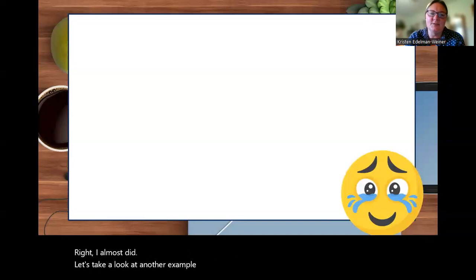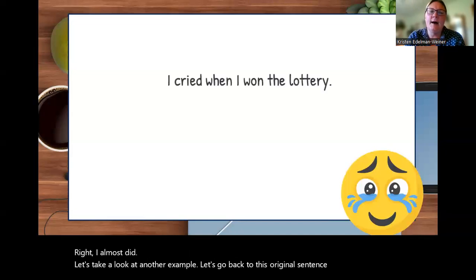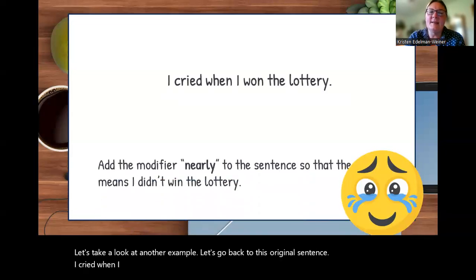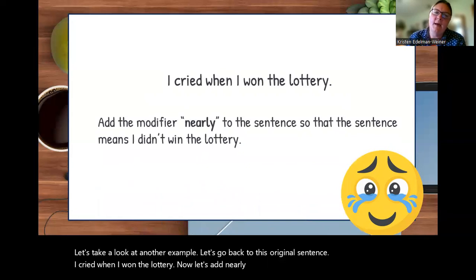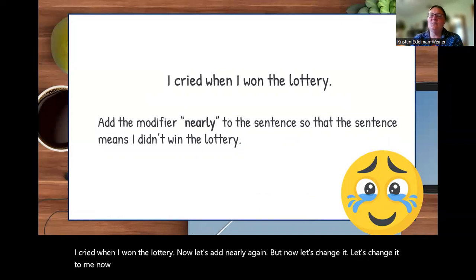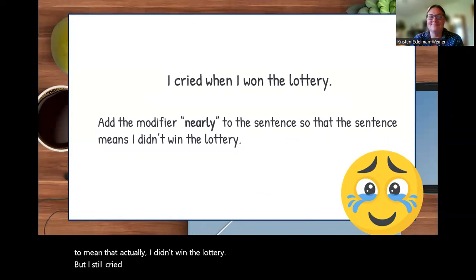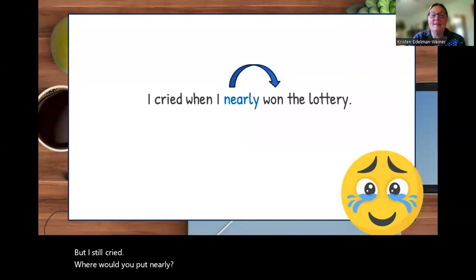Let's take a look at another example. Let's go back to this original sentence. I cried when I won the lottery. Now let's add nearly again, but now let's change it. Let's change it to mean that actually I didn't win the lottery, but I still cried. Where would you put nearly? Yeah, right here. I cried when I nearly won the lottery.